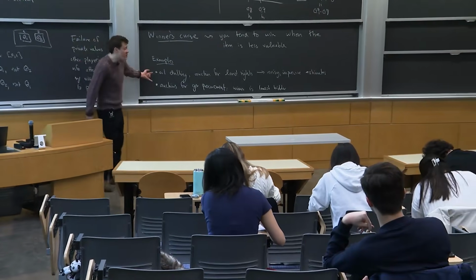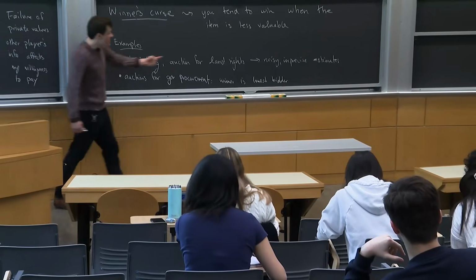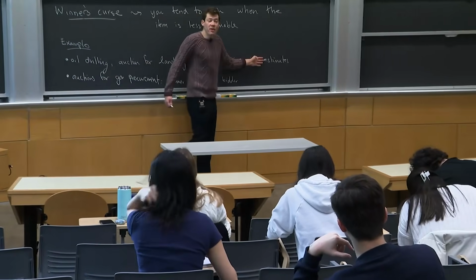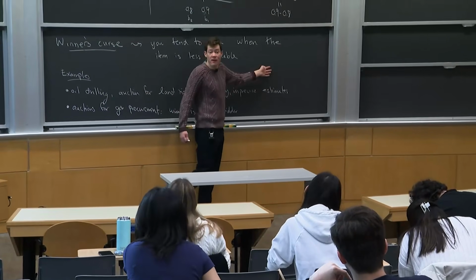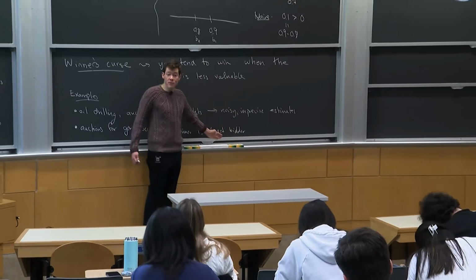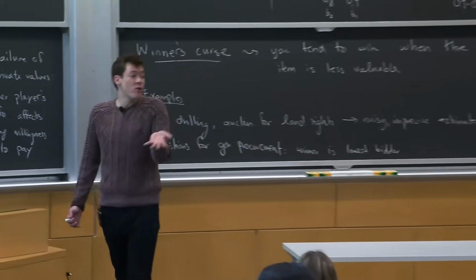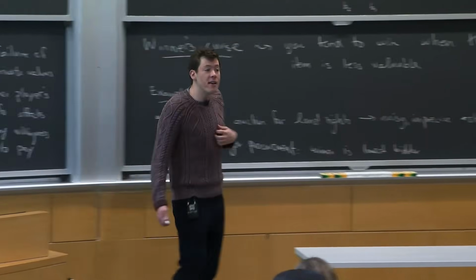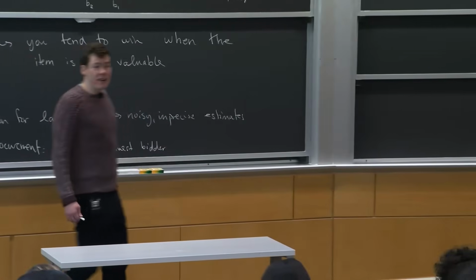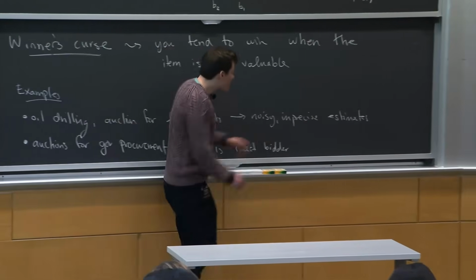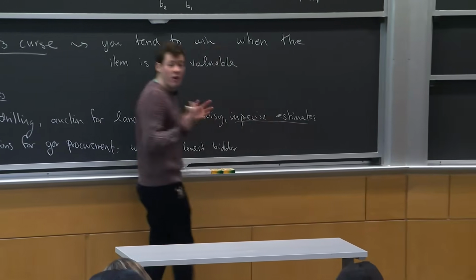So it's exactly parallel to this, right? We're making noisy estimates. Here we're estimating the value of something. If I win, I probably overestimated the value. Here we're estimating the cost of doing something. If I won, I probably underestimated the cost. So I thought it would only cost me 100 million. Then I build it, and it ends up costing a lot more. So it's the same basic idea that we have imprecise estimates that are all correlated.